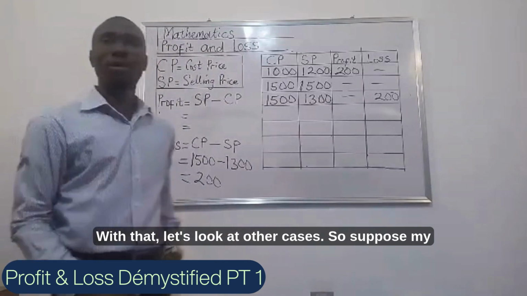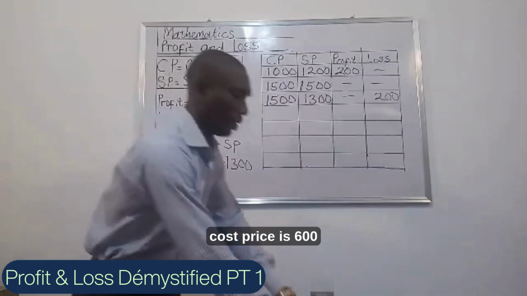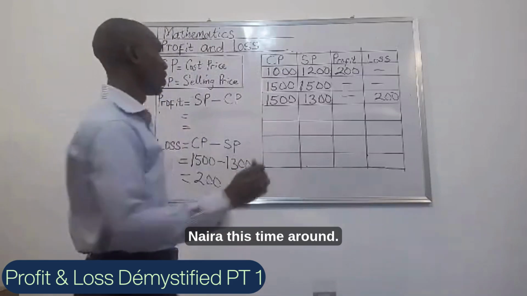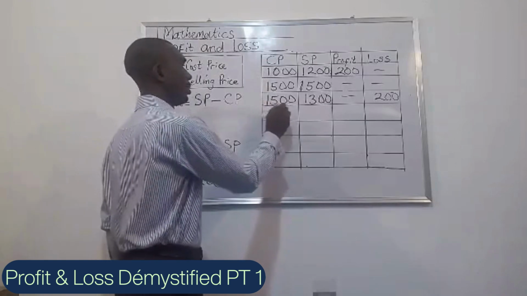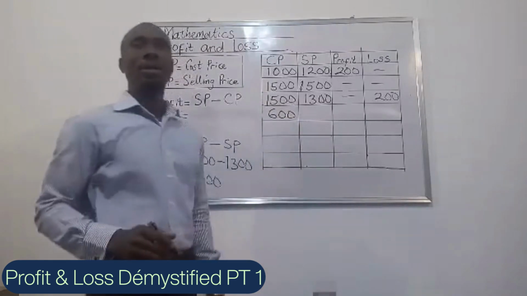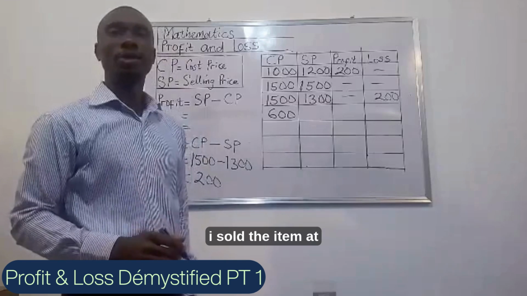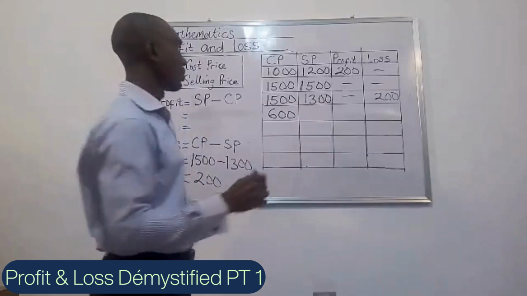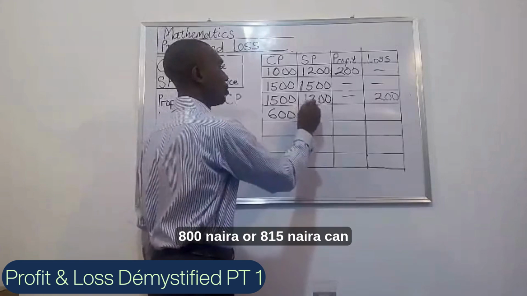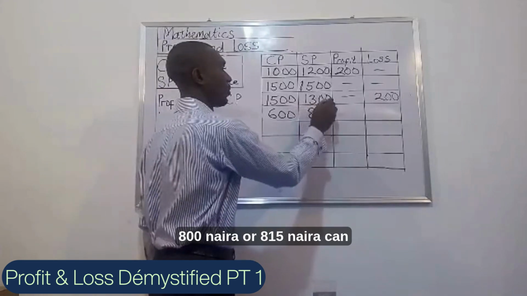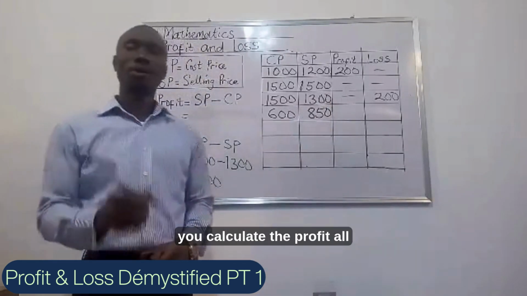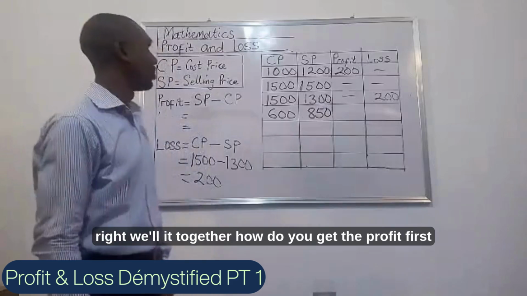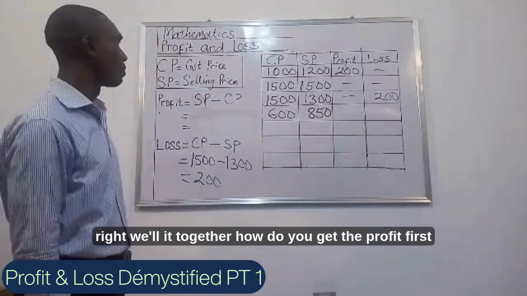So suppose my cost price is 600 naira this time around, and I sold the item at 800 naira or 850 naira. Can you calculate the profit? Alright, we'll do it together. How do you get the profit?